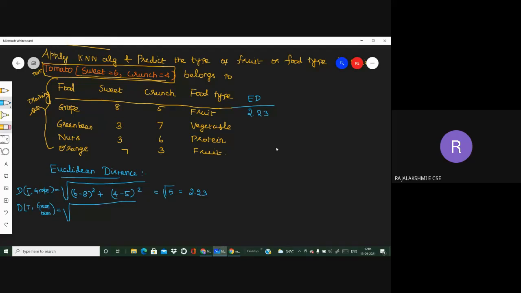Root of 6 minus 3 the whole square plus 4 minus 7 the whole square. Can anyone say what this value is? Ma'am, is it root 18? Root 18, correct? 4.24, ma'am.